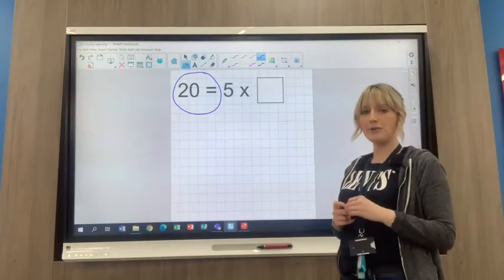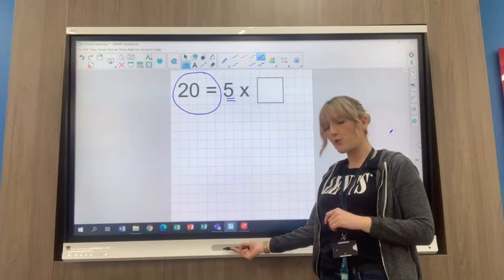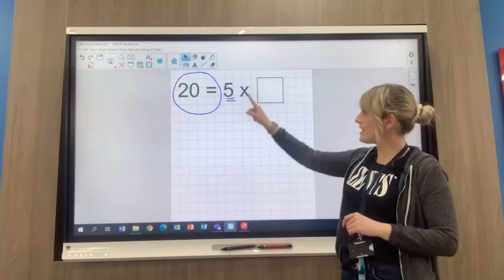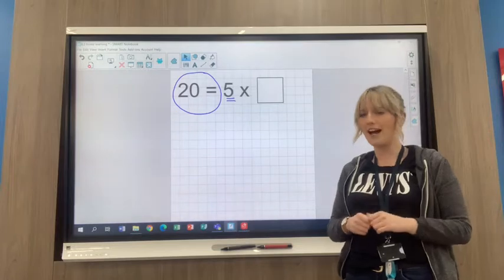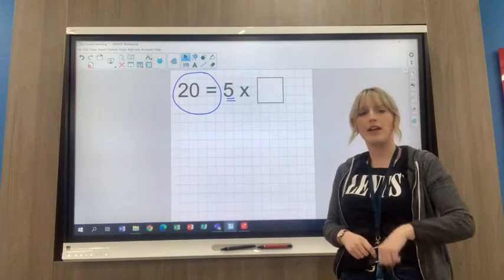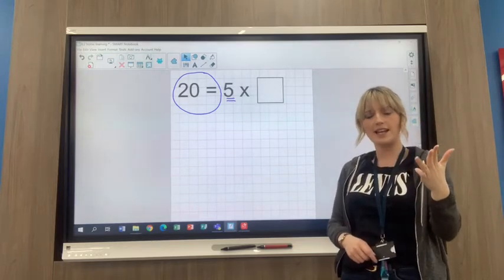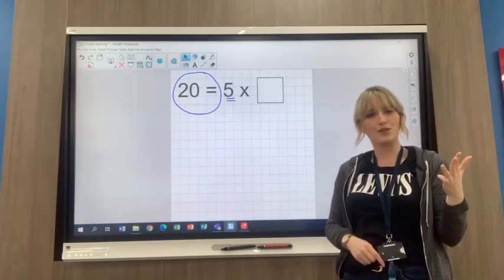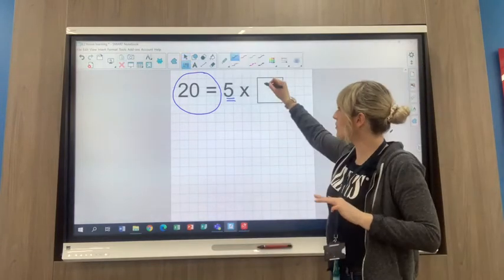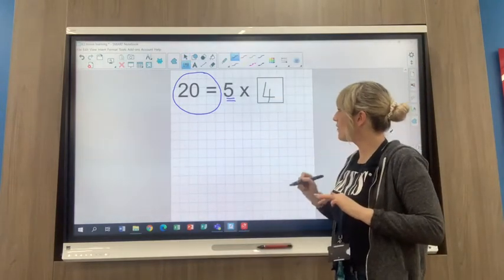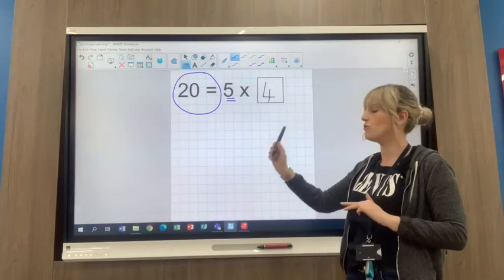So to work that out, I'm going to count in 5s until I get to 20 to see what I've multiplied 5 by. So we're counting in 5s until we get to 20. 5, 10, 15, 20. How many times did we count? Well done if you knew it was 4. So my missing number is 4. So 20 equals 5 times 4.